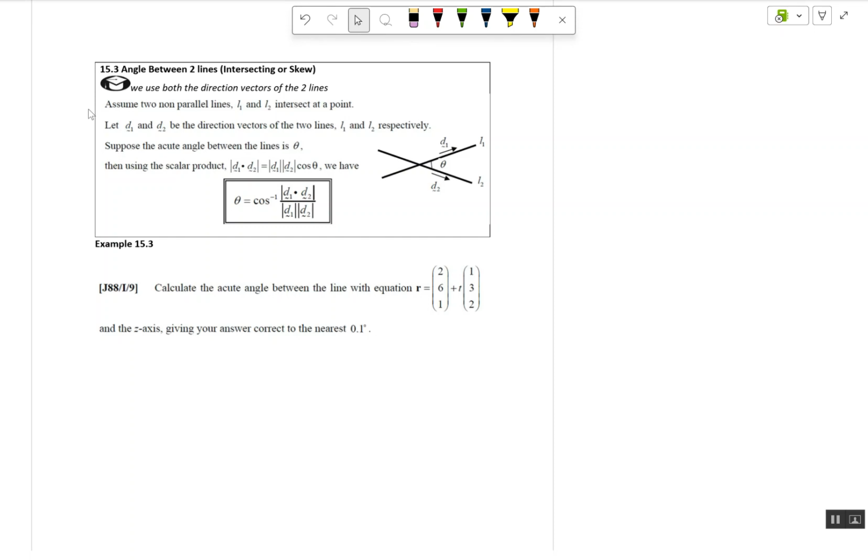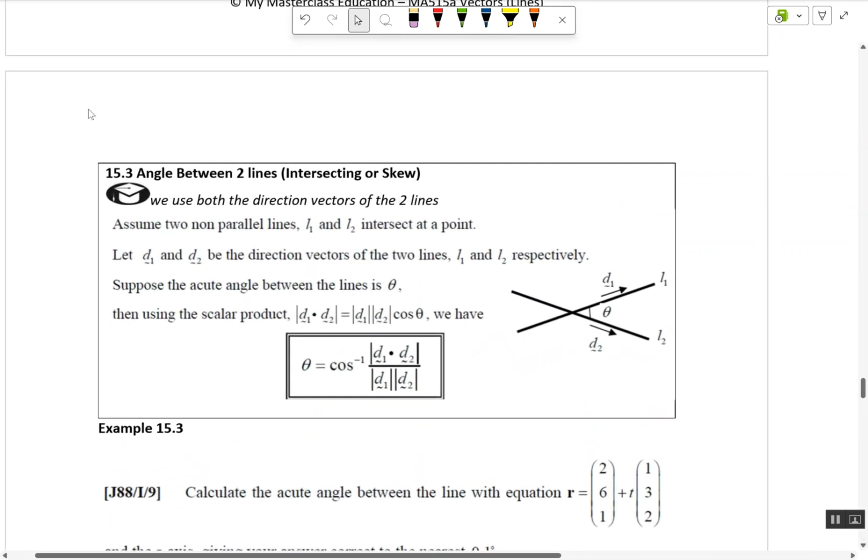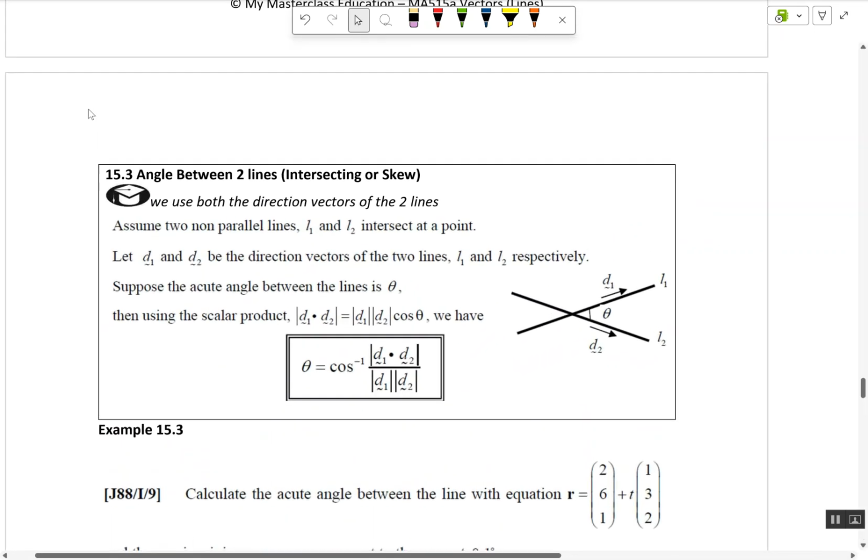Two lines can always form an angle regardless of whether they intersect or are skew. Of course, when they intersect, this is the angle that the two lines will form together. But if they are skew, one is on top of another. Here and here, this is what it looks like if you look at it from this way.